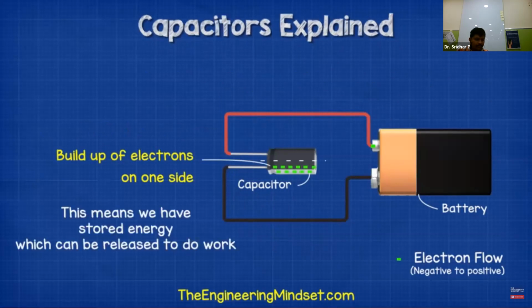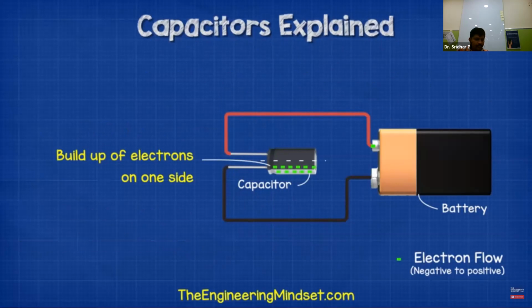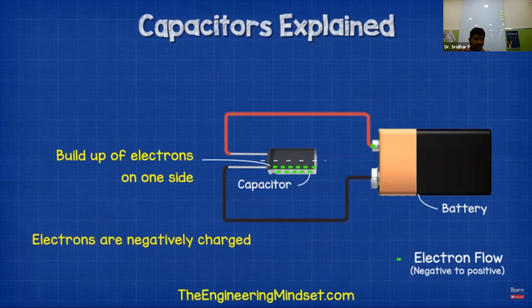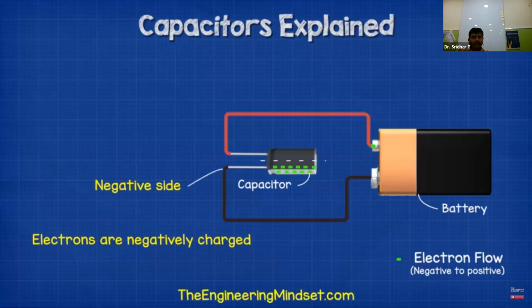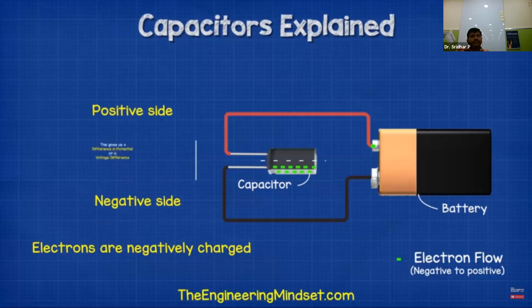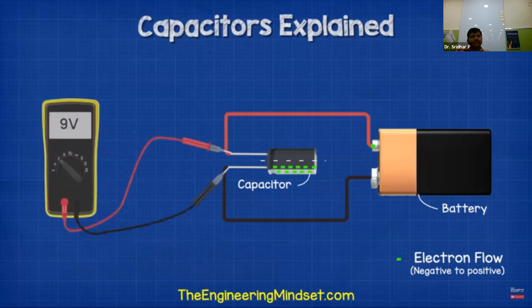Because there are more electrons on one side compared to the other, and electrons are negatively charged, this means we have one side which is negative and one side which is positive. So there is a difference in potential or a voltage difference between the two. You can measure this with a multimeter.